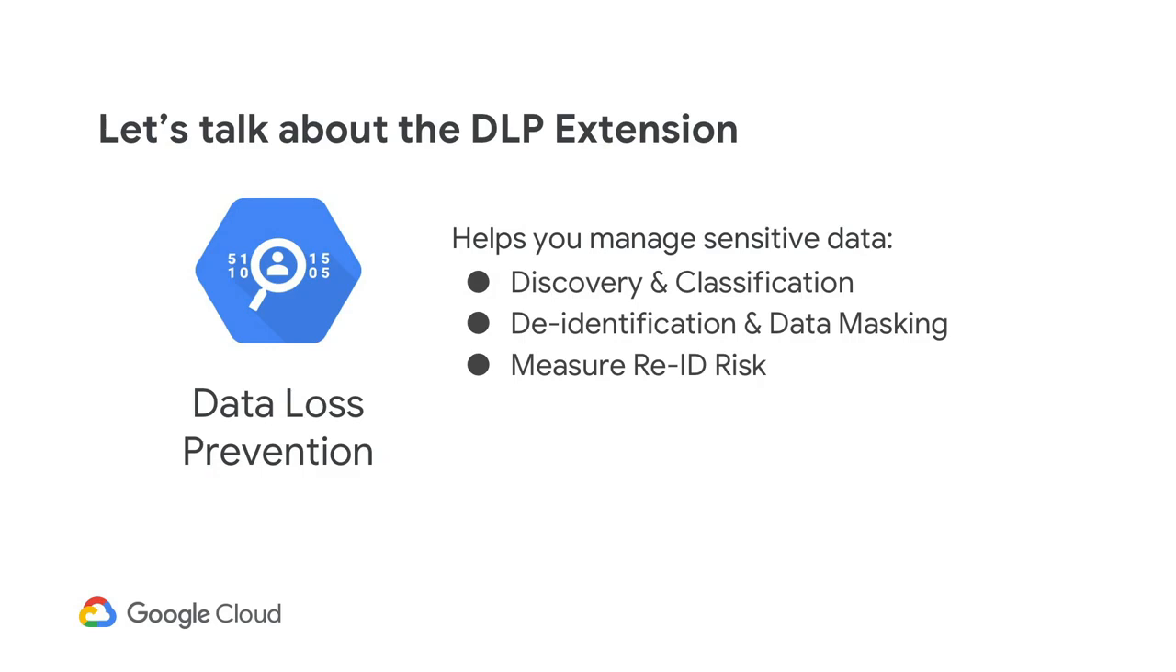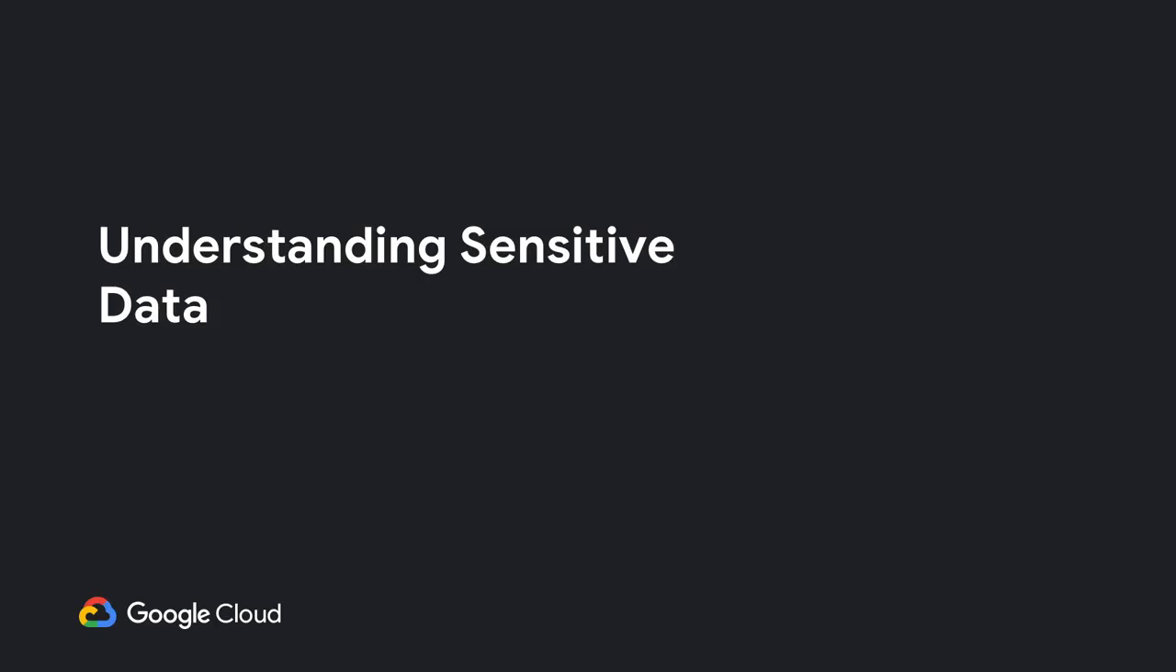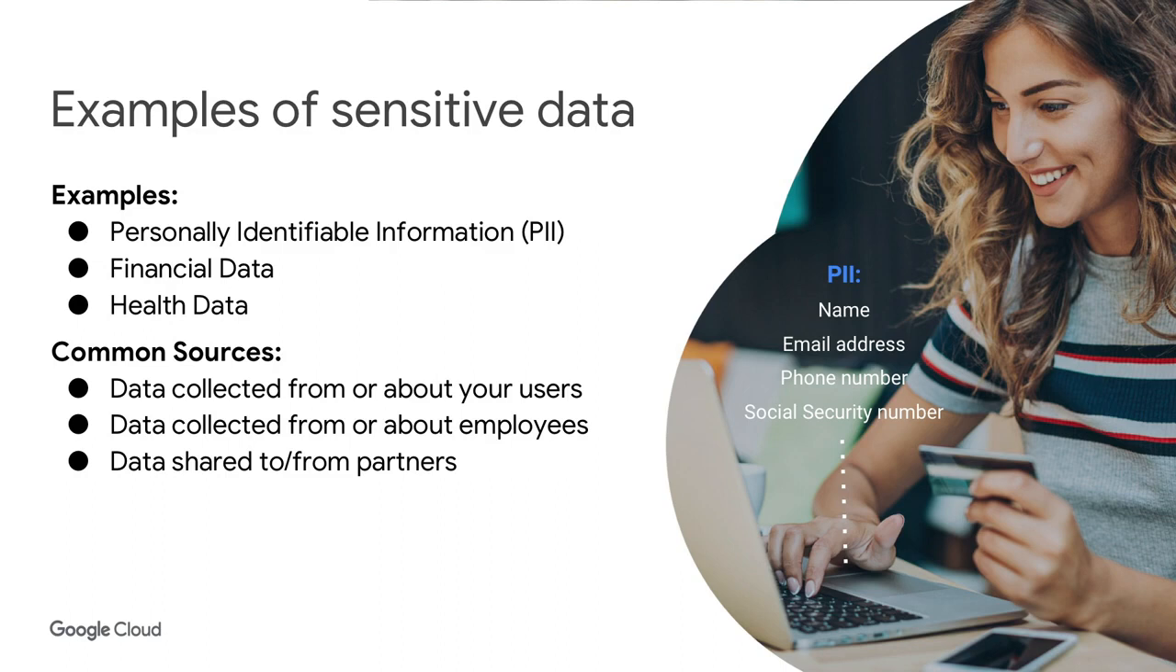But before we do that, let's dive a little deeper into what Cloud DLP can actually provide. First, let's understand what sensitive data is, the kind of things that we're going to protect against. Just some basic examples of sensitive data are things like personally identifiable information, or PII.